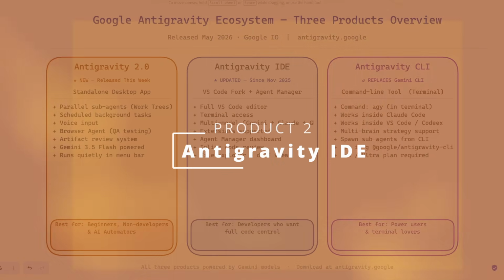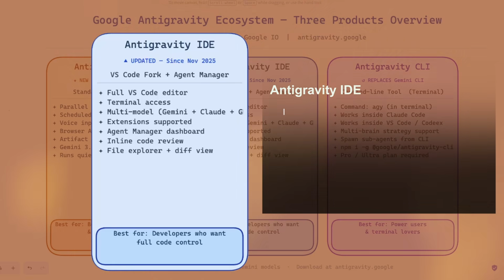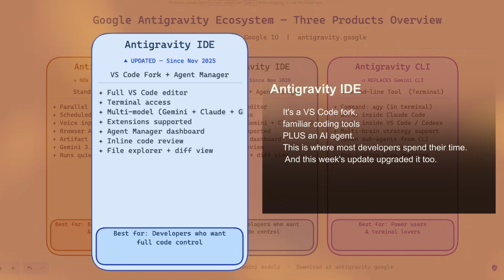Product 2. Antigravity IDE. This has been around since November 2025. If you have been using it, you know it. It's a VS Code fork, so all your familiar coding tools are there. And this week's update upgraded it too.